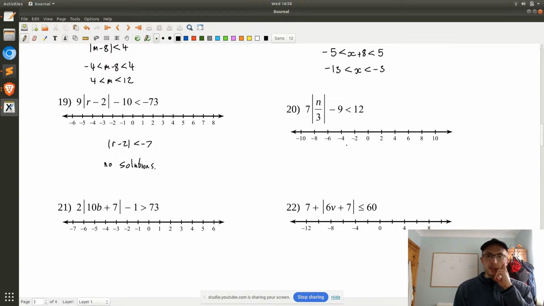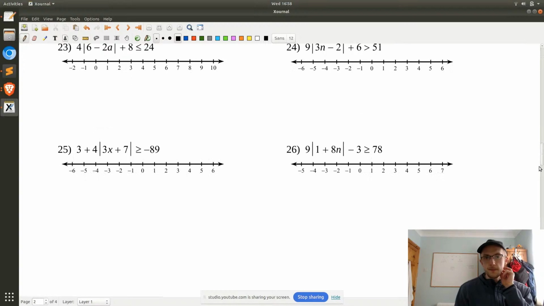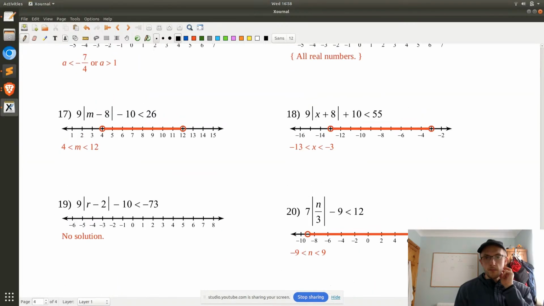Add 9 to both sides. 12 add 9 is 21. 21 over 7 is 3. So absolute of n over 3 is less than 3. So it's trapped between -3 and 3. So n is trapped between -9 and 9. I believe. Hollow under -9. Hollow under +9. There. Okay, works.